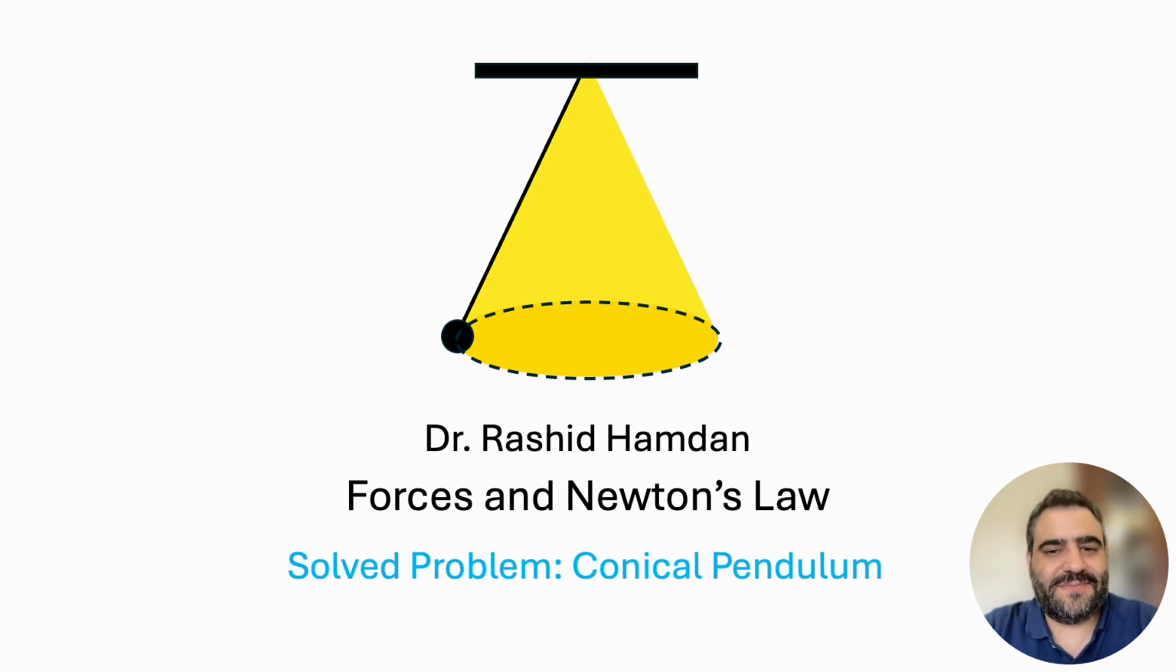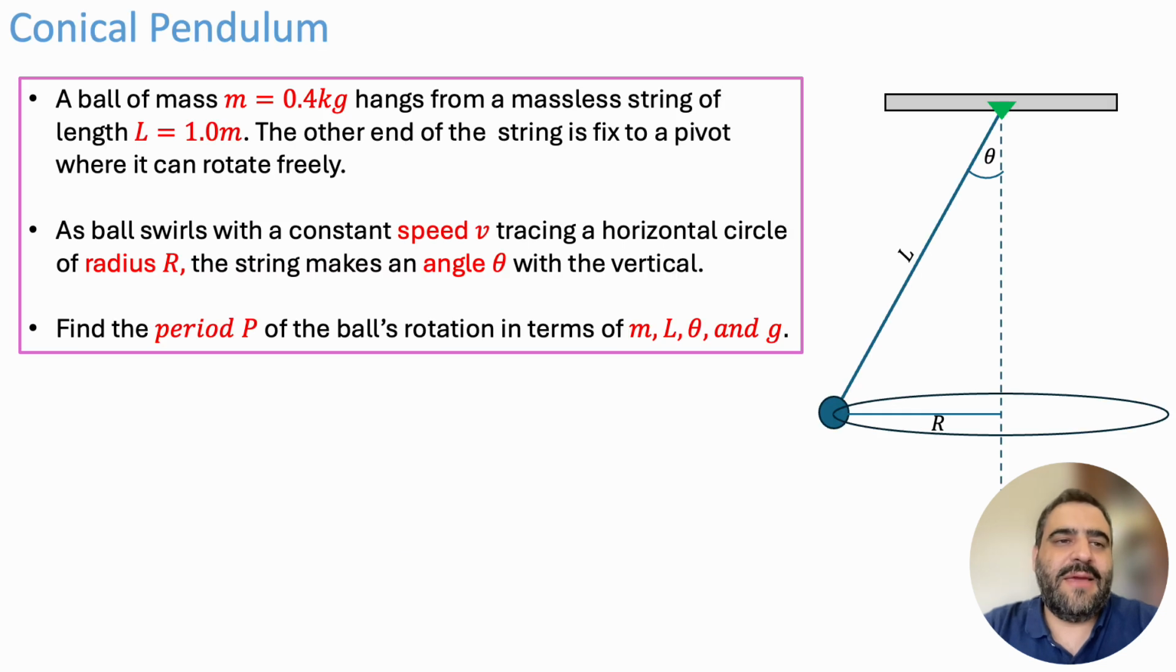So let's start. The problem reads: a ball of mass m, 0.4 kilogram, hangs from a massless string of length L, 1 meter. So this is the ball, and it's attached to a string from here, and the other end of the string is fixed to a pivot where it can rotate freely. So the other end of the string is fixed to a pivot, but it still can go around without any constraint or friction around the vertical axis.